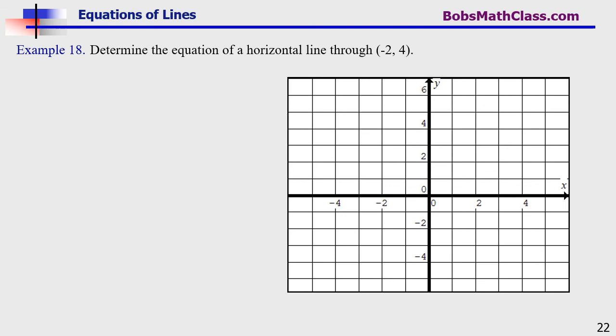All right, here's our next problem. Determine the equation of a horizontal line through -2, 4. So let's plot that point, -2, 4. Go over 2 to the left and then 4 up, and draw a horizontal line.